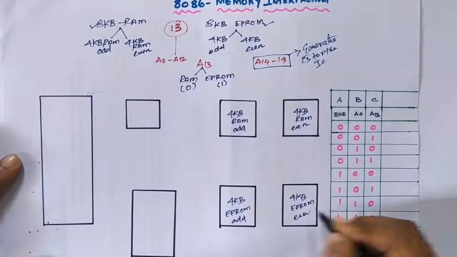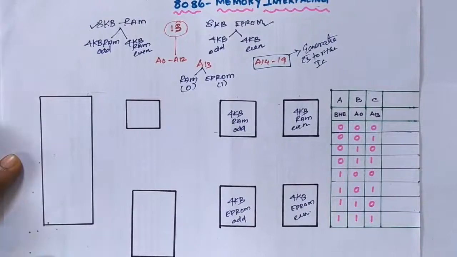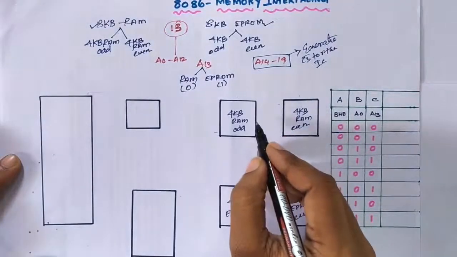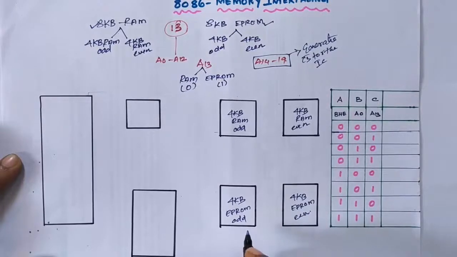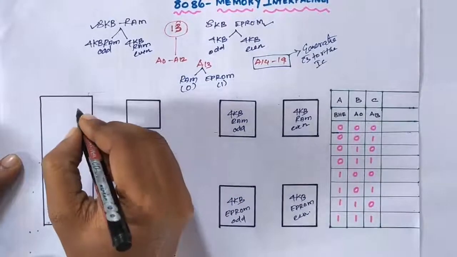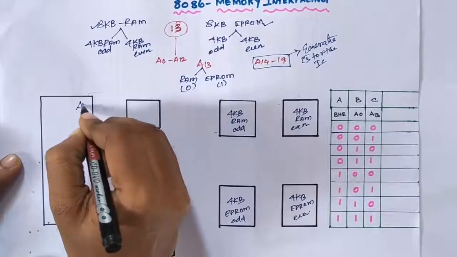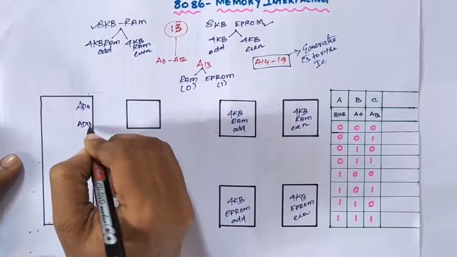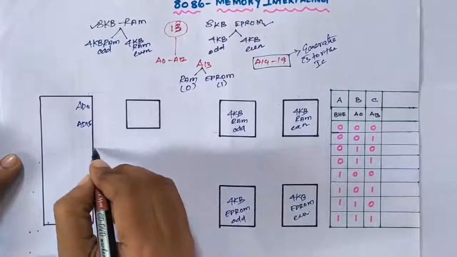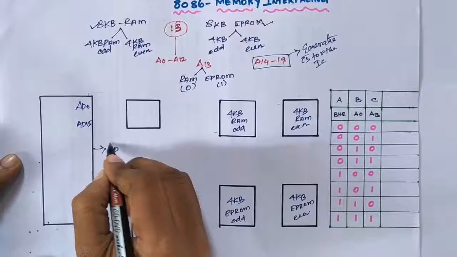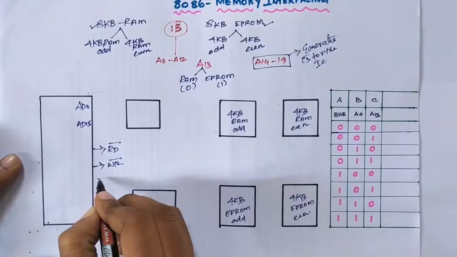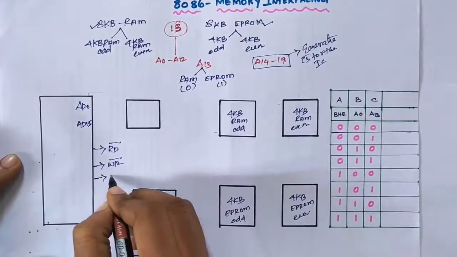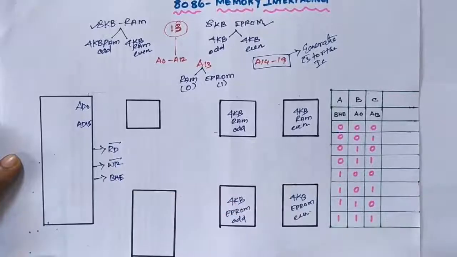To interface this 4 KB RAM memory and 4 KB EEPROM memory with the microprocessor, we need to share the data lines and address lines AD0 to AD15. Then the read signal and the write signal available on the processor side are needed. Next, the bus high enable signal is also needed.